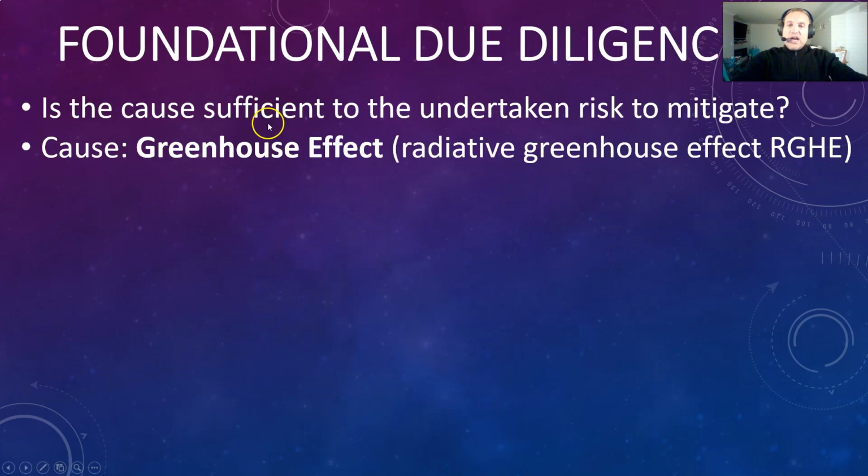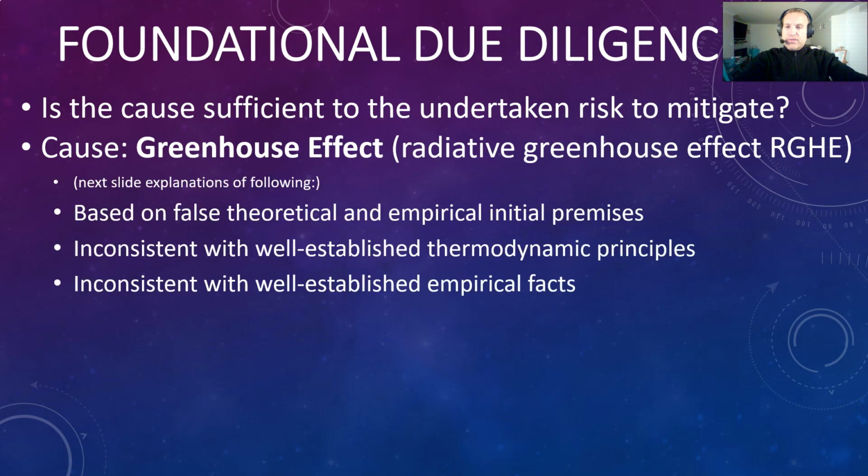Okay, great. So is the cause sufficient for the risk undertaken to mitigate? The cause is the greenhouse effect, this thing called the radiative greenhouse effect, or RGHE, as I will abbreviate it. It's an effect due to radiation, which just means due to light and infrared light, and what they say it's going to do. In the next slide, I'll explain some of these points.